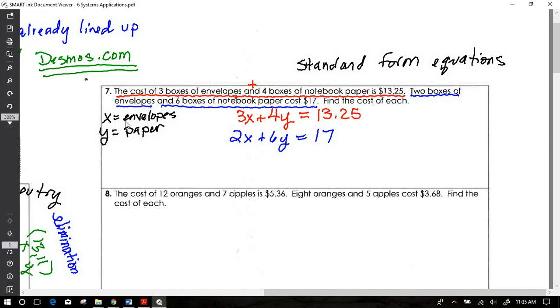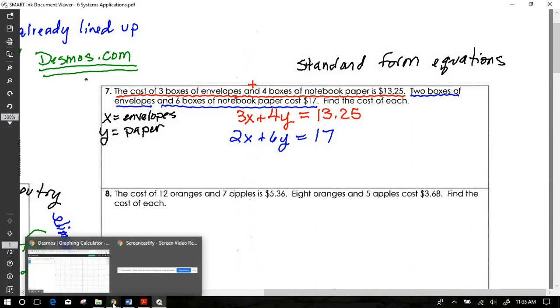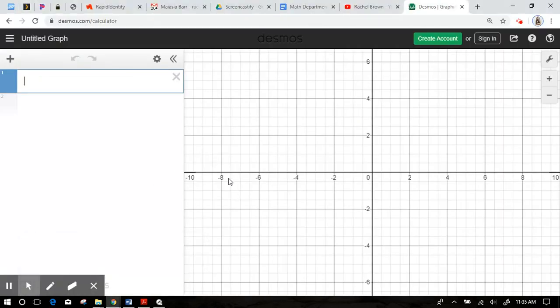So I have identified my two variables, which is step number 1, and I translated the sentences and I wrote a system of equations. That was step number 2. Step number 3 is solving the system. So we've done a lot of practice with elimination and substitution methods. Now what I want us to practice is the graphing method, and we are going to use Desmos.com to graph. So let's go ahead and open up Desmos.com.